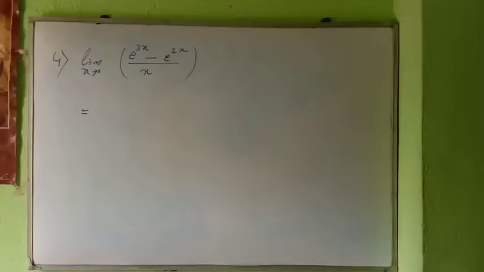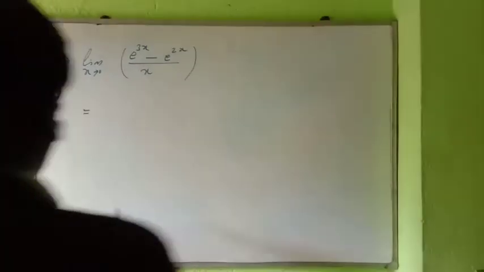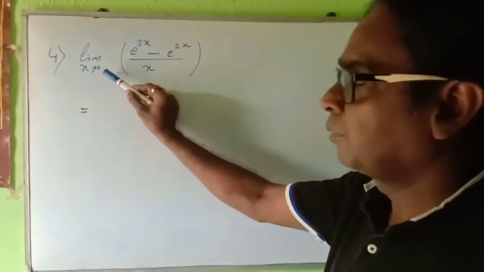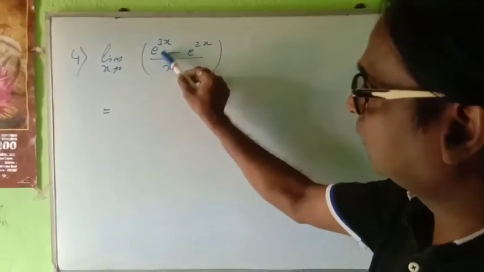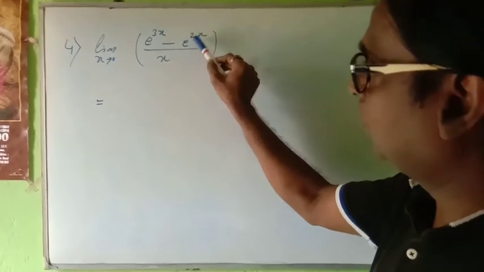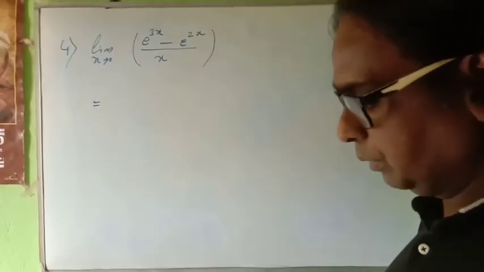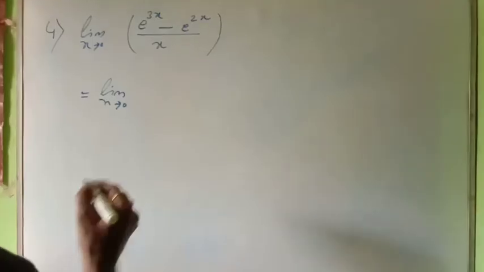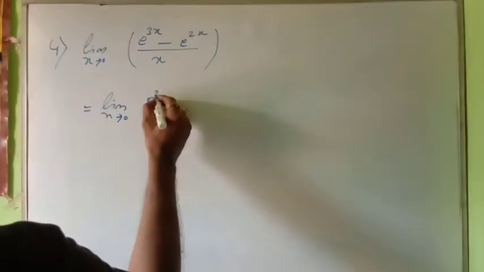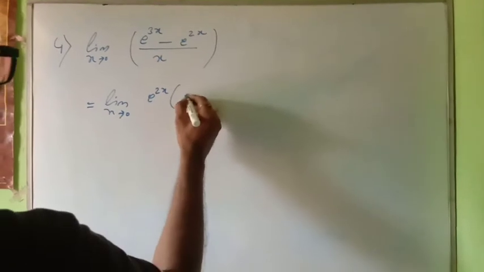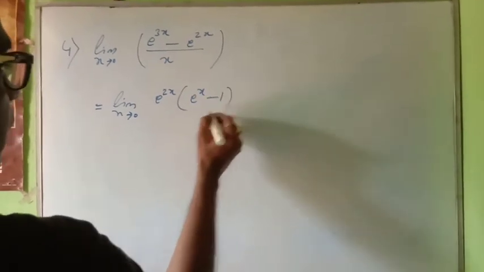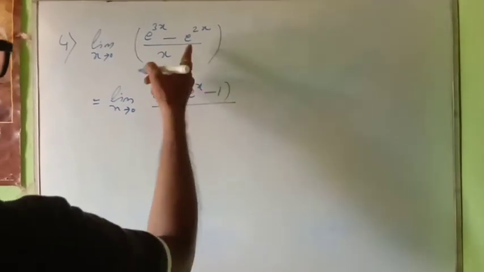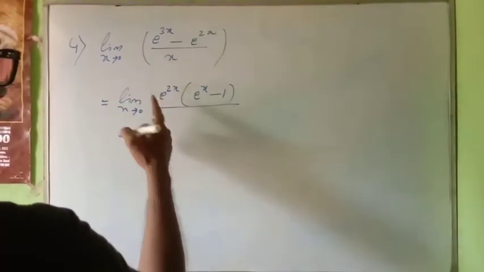Let's go to the next number. See the question number 4, I have taken from the book exercise. Limit x tends to 0, (e to the power 3x minus e to the power 2x) divided by x. How to do this one? Can you take common from the numerator? You have to take common e to the power 2x. What is left here? e to the power x minus 1. Because power is added, you have to take common e to the power 2x from the numerator.